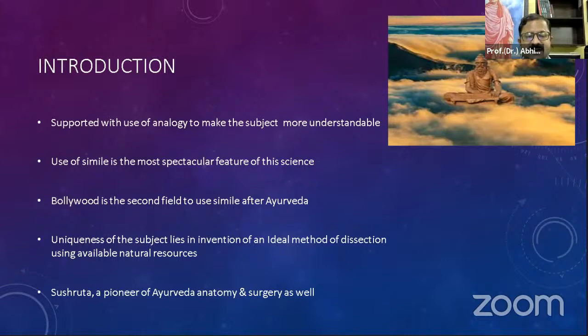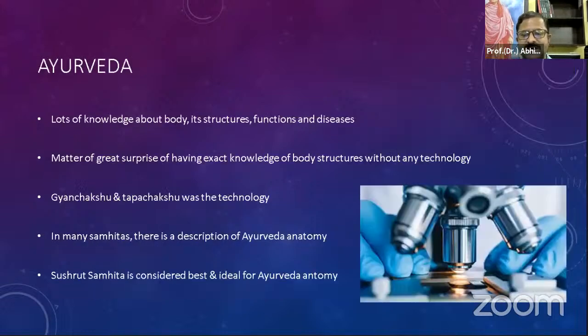This science has uniqueness and an ideal method of dissection. Again, we come to the practical part of teaching and learning anatomy, where dissection is a must, because without dissection we can't be perfect surgeons. Again, Sushruta Acharya has quoted this. Sushruta, a pioneer of Ayurveda anatomy and surgery as well, because whatever surgery is going on today, exactly the same types of surgeries were carried out by Sushruta, and that's why we call Sushruta the father of surgery as well as the father of anatomy. Even modern people accept this fact. They also give credit to Sushruta as the father of surgery. In Ayurveda we find lots of knowledge about the body, its structure, functions, and diseases.